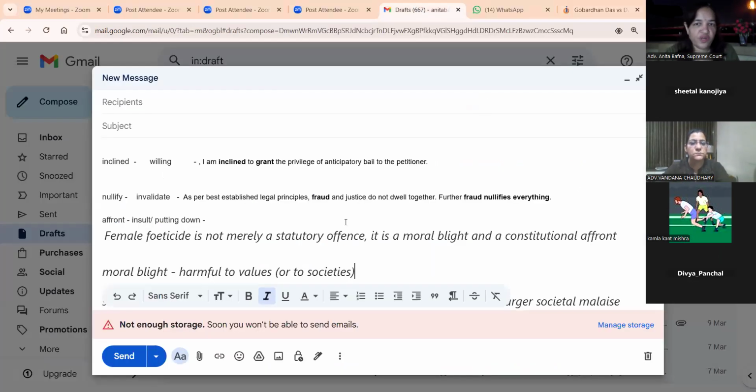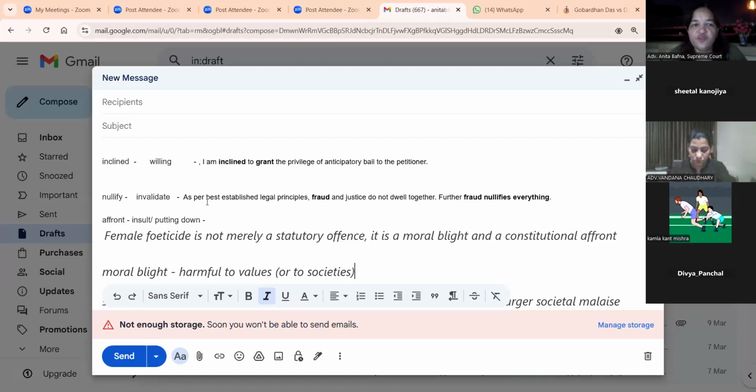We'll go to vocabulary. The first word today is inclined. I have a less of the office staff today. Inclined, that is willing. I'm inclined to grant the privilege of anticipatory bail to the petitioner. See the language. I'm inclined to grant, though it is a judge wording, but inclined is a very nice word. It can be used. The language is more important here.